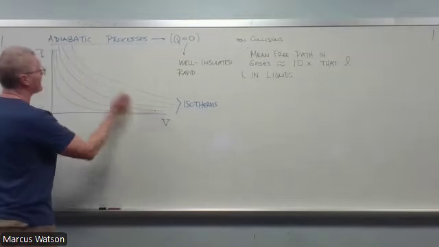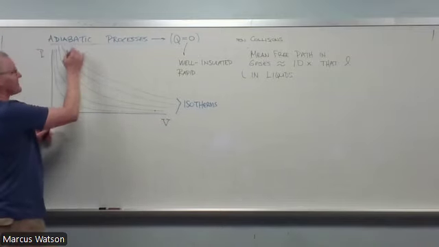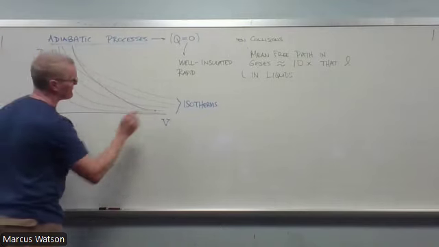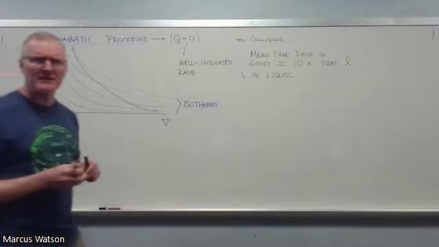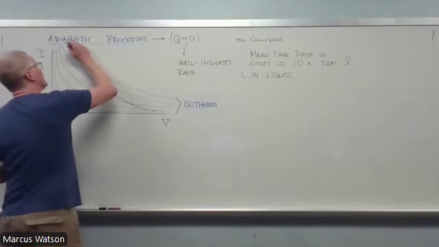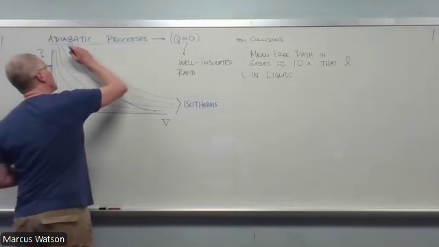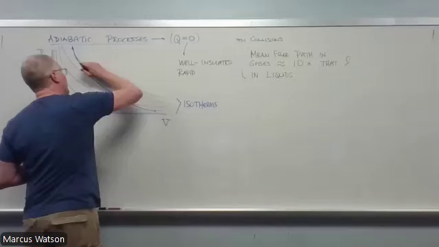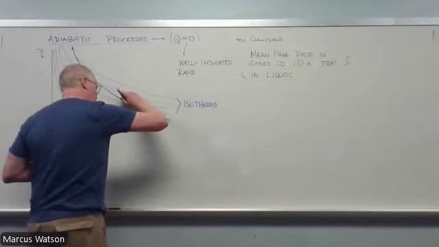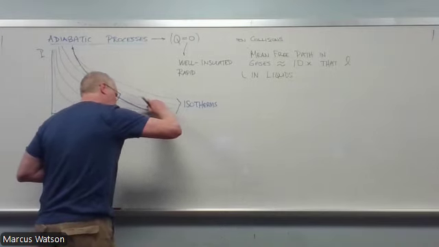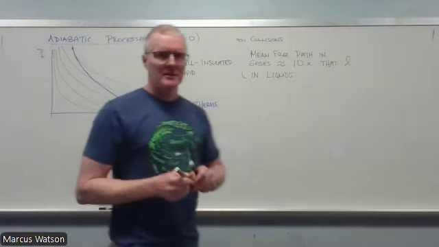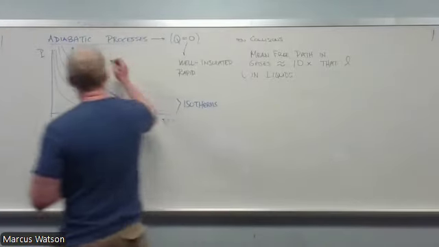So maybe my adiabatic might look something like this. It's definitely going to be much steeper, like that. Let me try and darken that in a little bit. So I'm going to cross several of these isotherms on my way from state to state here. How about something like that? Okay, so that'll be my adiabat.